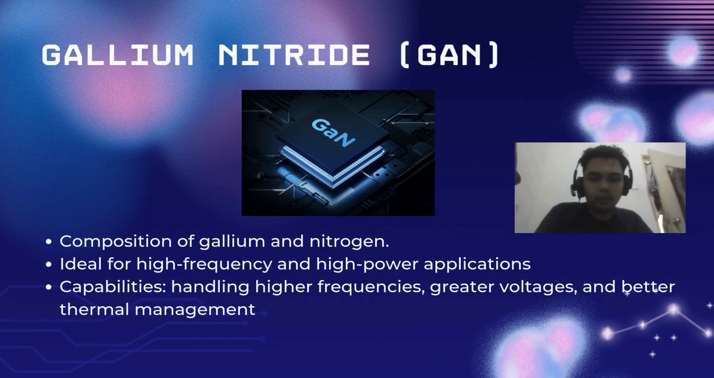Gallium nitride, the first material that has been chosen, is a composition of gallium and nitrogen. Gallium nitride is very ideal for high frequency and high power applications, just like 5G infrastructure. It is being chosen because of its capabilities of handling higher frequencies, greater voltage, and also having better thermal management.